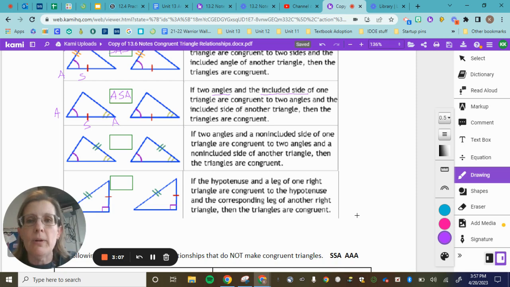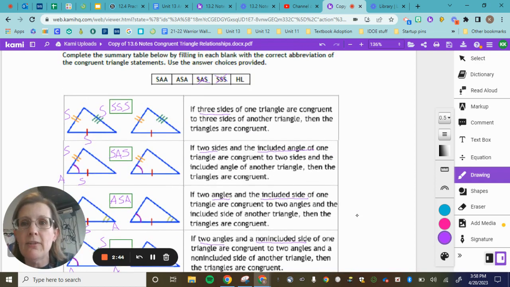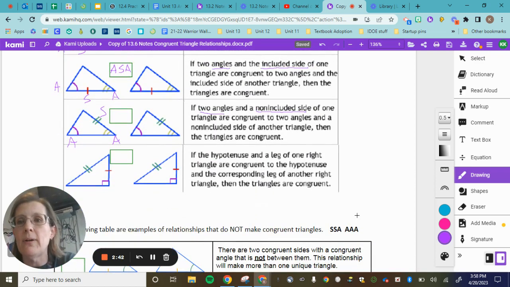And the next one, if 2 angles and a non-included side, that means the side that's not in the middle of them. So if 2 angles and a non-included side of one triangle are congruent to 2 angles and the non-included side of another triangle, then the 2 triangles are congruent. So this would be angle and a side. And I'm just checking at the top to see what they said, and they said SAA. So SAA, side, angle, angle.